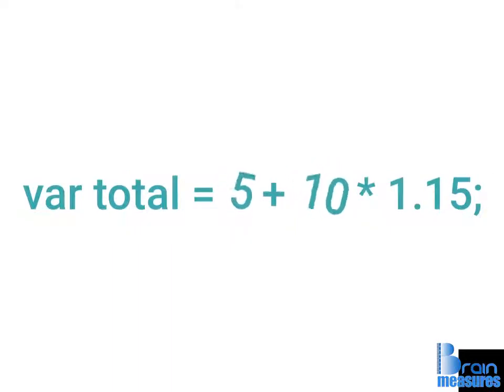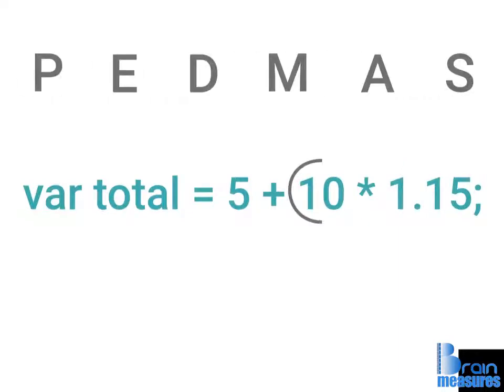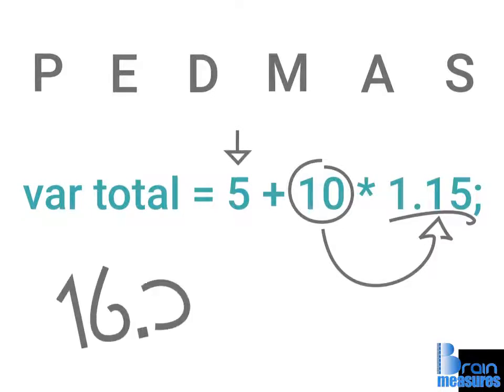Take this simple equation for example. Our aim is to sum up 5 and 10 before we multiply them by 1.15. However, because of PEMDAS, the program will multiply 10 by 1.15 before adding 5, giving us a result of 16.5.